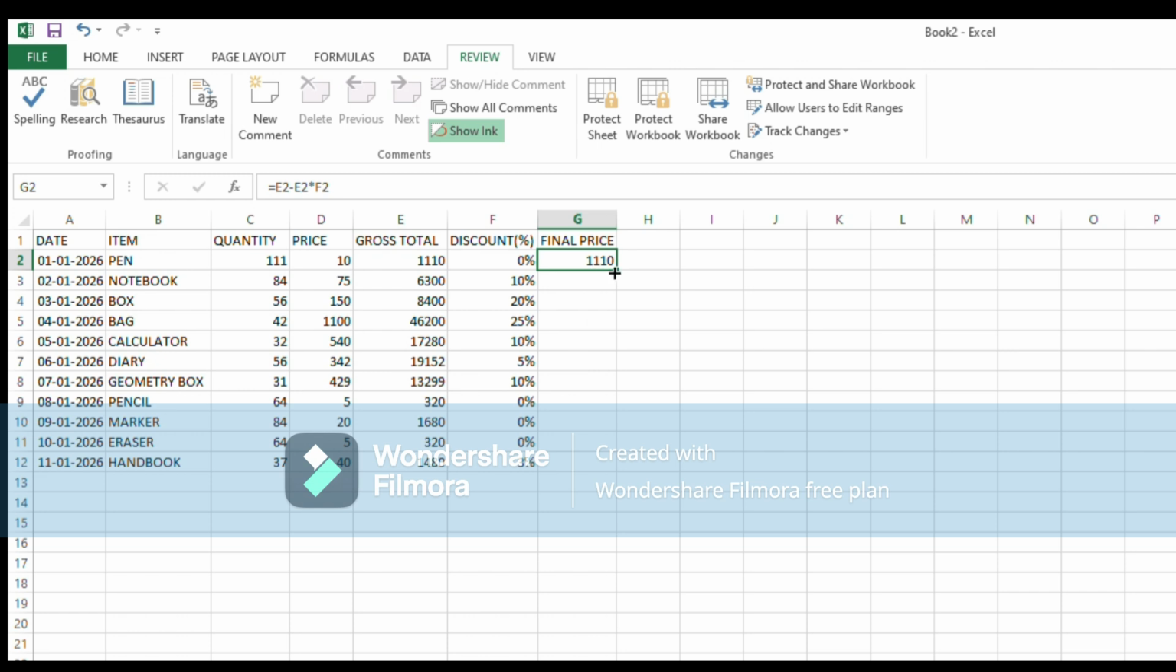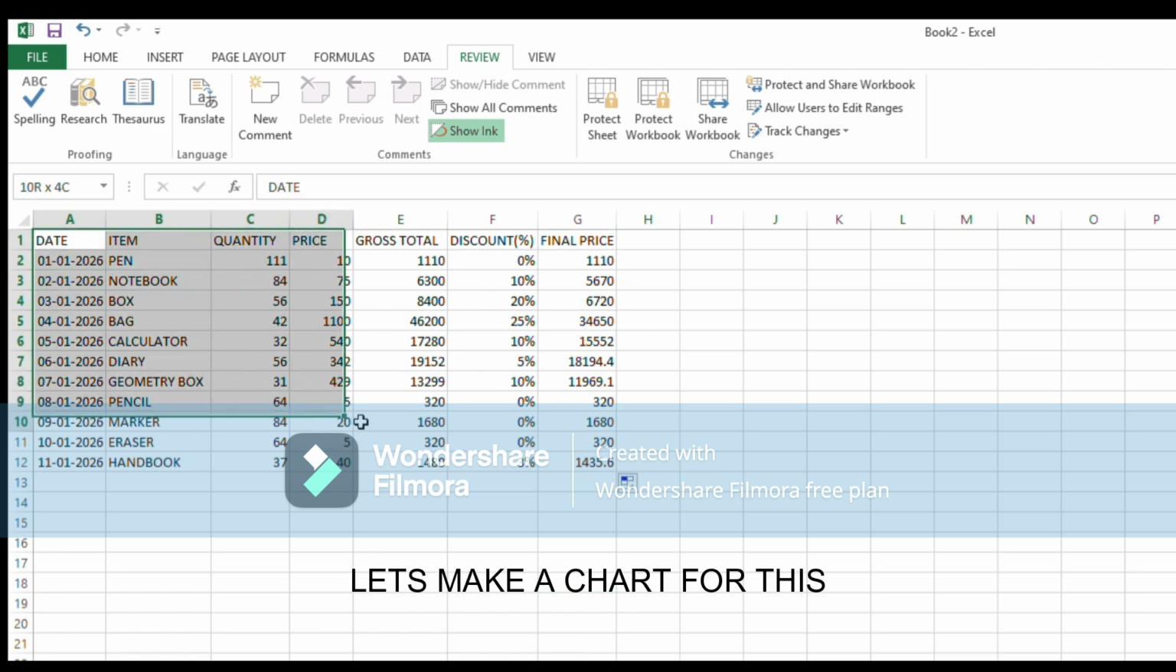Then I am calculating gross total, so I want to multiply quantity and price. So we do the formula, we drag to the bottom. It automatically copies the formula for us.